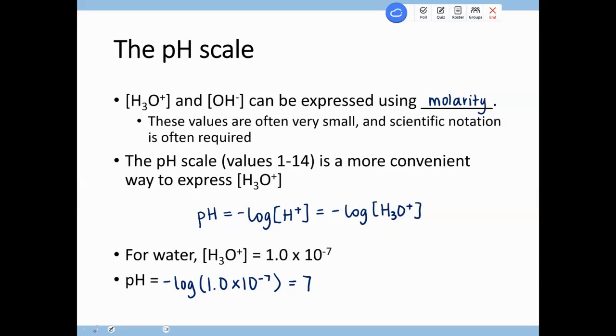So with that in mind, let's go to the two solutions that we calculated the OH minus concentrations for on the next slide. Same two solutions from the previous problems, and calculate the pH of those solutions. So we're just using this equation here, but with the H3O plus concentration that's provided.